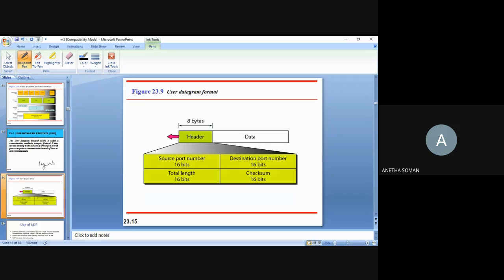Right? So this is the packet format of the UDP protocol. It has two main fields. One is the header field, which is of 8 bytes, and the other one is the data field. In the header, again, you have 4 main parameters: the source port number, the destination port number, the total length, and the checksum. Understanding? I have told you about the importance of the UDP protocol and the format of the packet. Understood?